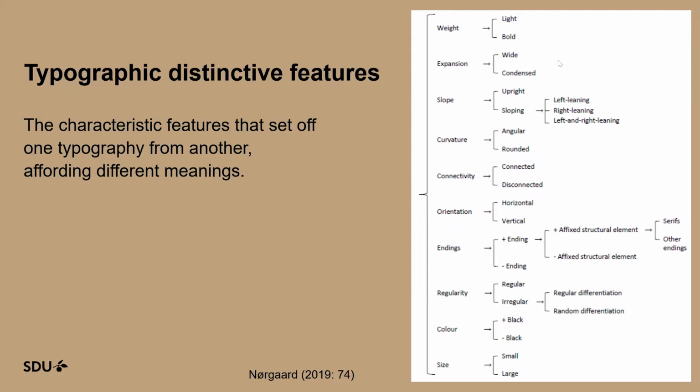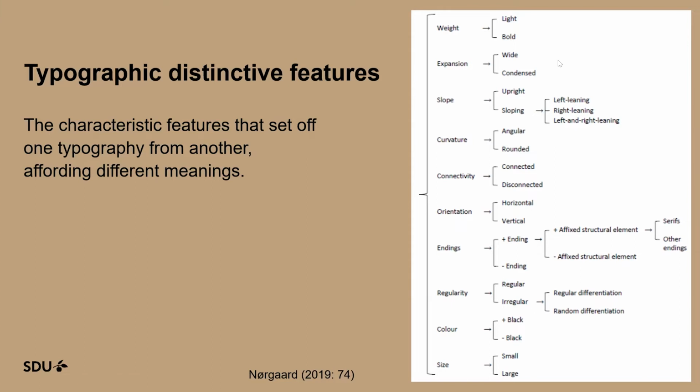Now, one of my points here is that we have these different features. We can use them to describe a given typography, but also that the different features result in different meaning. I'm interested in meaning primarily.